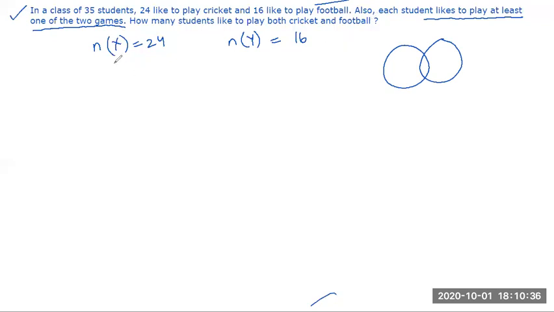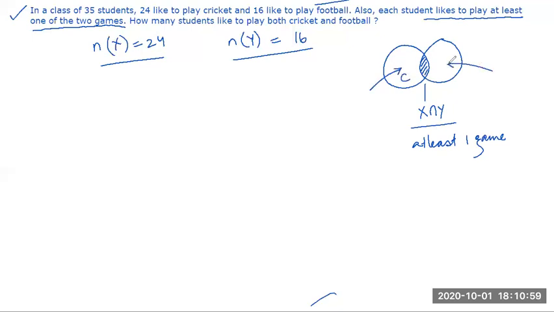Some people are playing cricket, some are playing football, and some are playing both. But even the students who are playing both, this X intersection Y, they are also playing at least one game. These are also playing at least one game, that is cricket. These are also playing at least one game, that is football. Am I right, students? So now you see that means, Mitoj, can you say what is this 35 students?